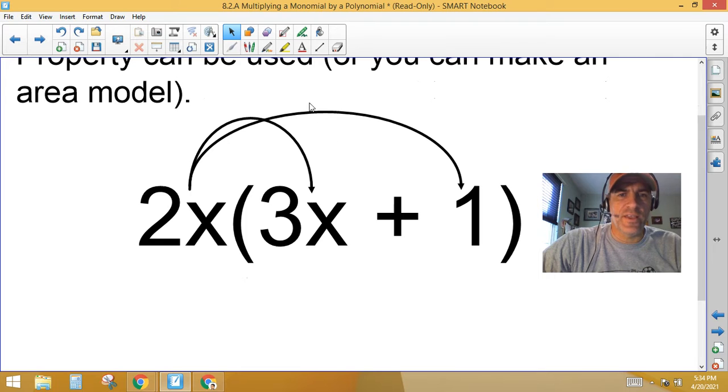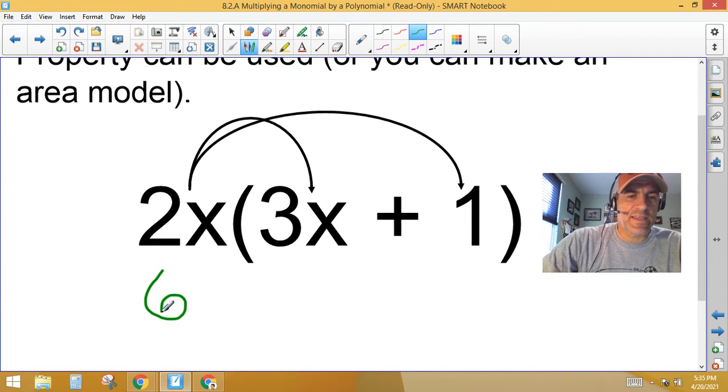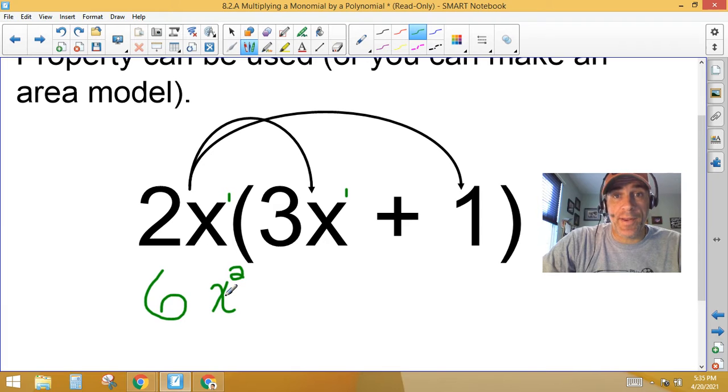So to do this, I have to make sure I do 2x times 3x. To do that, listen carefully. Now comes our exponent rules that we've learned about. I'm going to multiply my 2x and my 3x. That will give me 6x. But since each of these has an exponent of 1, recall when I multiply like bases, I add my exponents. So 2x times 3x is 6x squared.